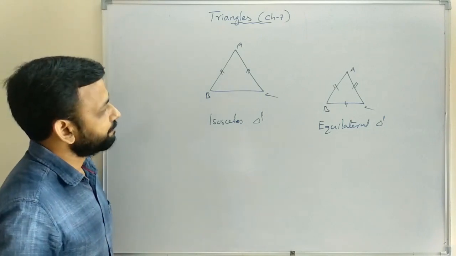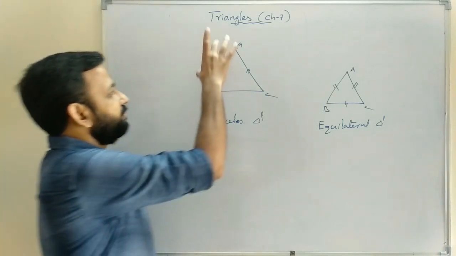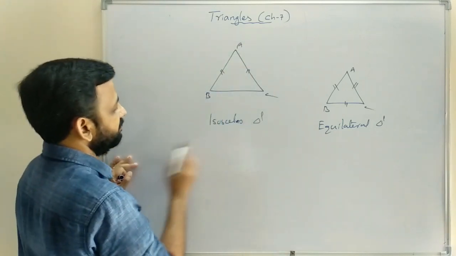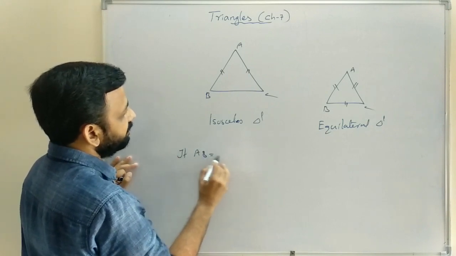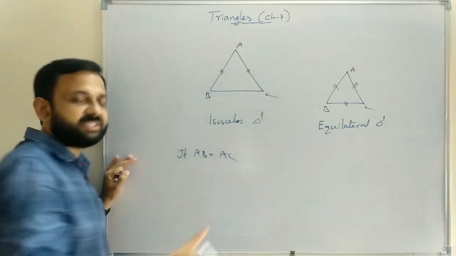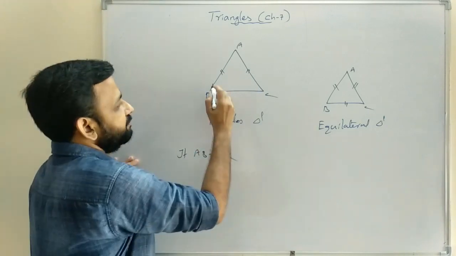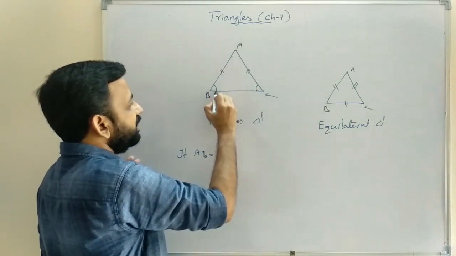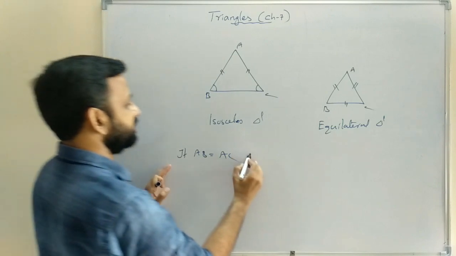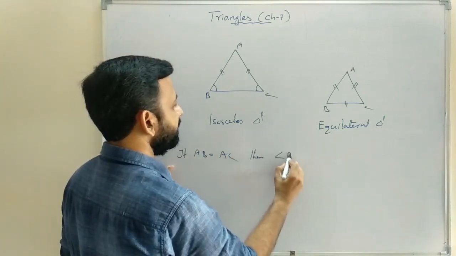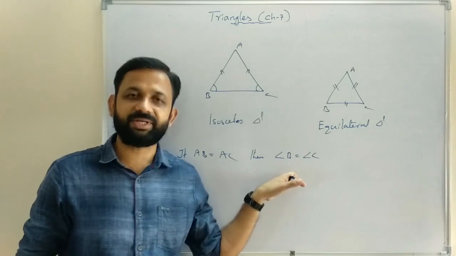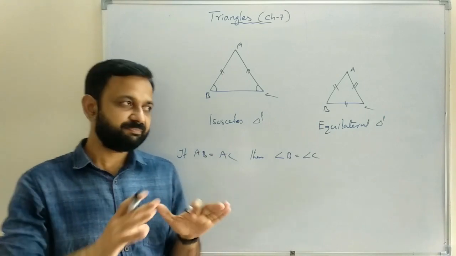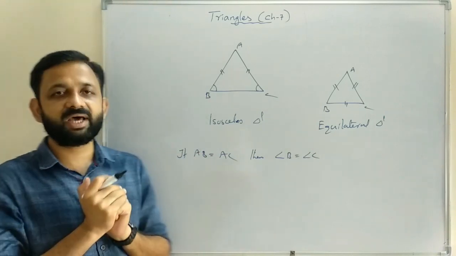So the first property is, angles opposite to equal sides are equal. That is the first property. That is, if AB and AC are equal sides, then consider the angles opposite to them. The angle opposite to AB is angle C, and the angle opposite to AC is angle B. So if AB equals AC, then angle B equals angle C. This is the first property, the first theorem. That is, angles opposite to equal sides are equal.